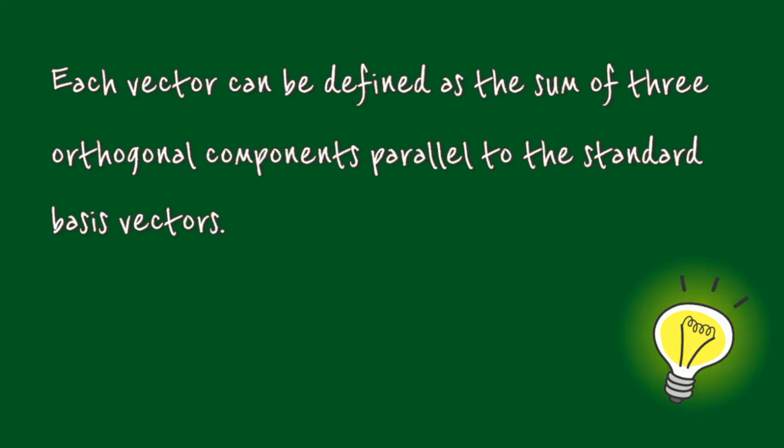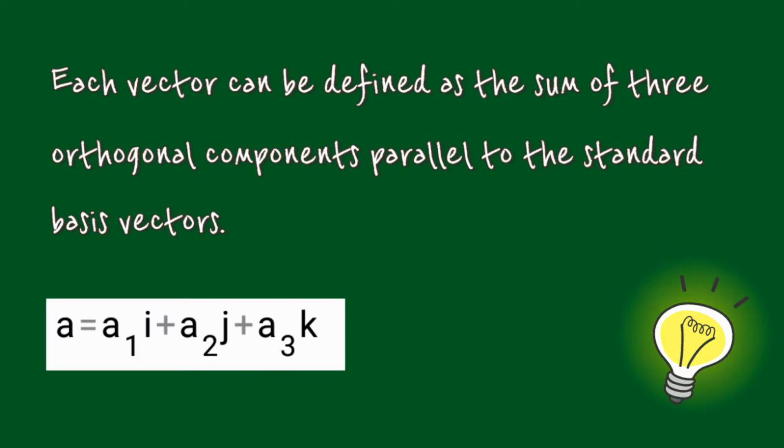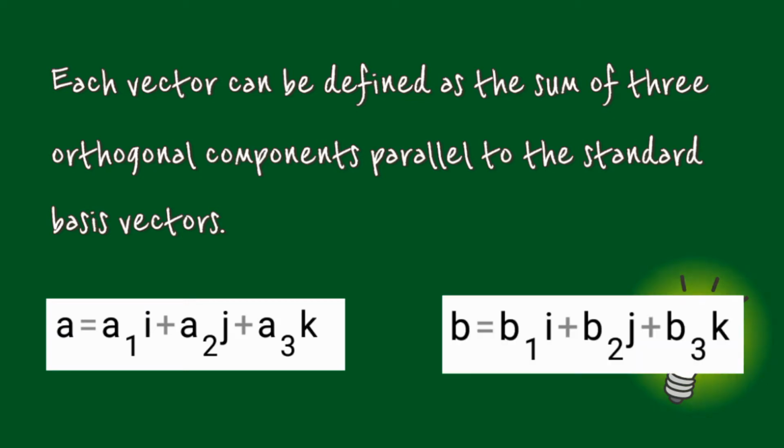Each vector can be defined as the sum of three orthogonal components parallel to the standard basis vectors, where A is equal to A sub 1 i plus A sub 2 j plus A sub 3 k, and B is equal to B sub 1 i plus B sub 2 j plus B sub 3 k.